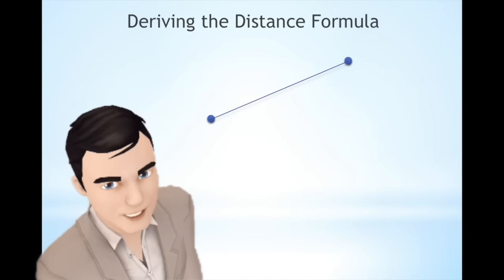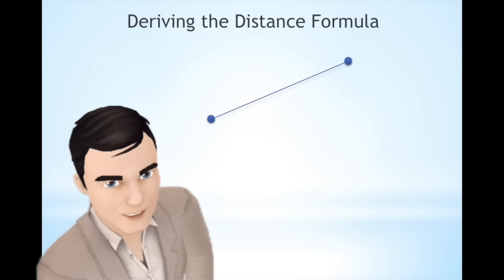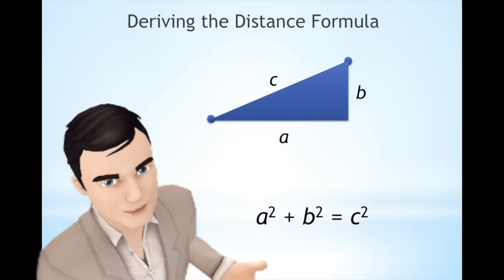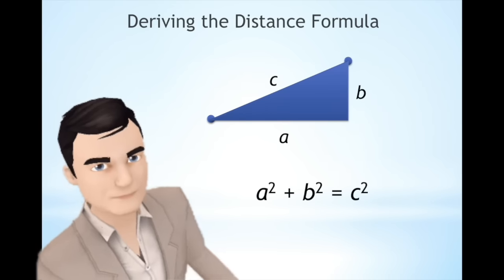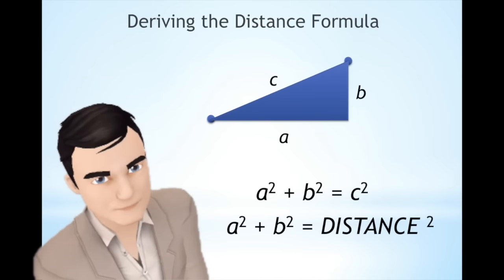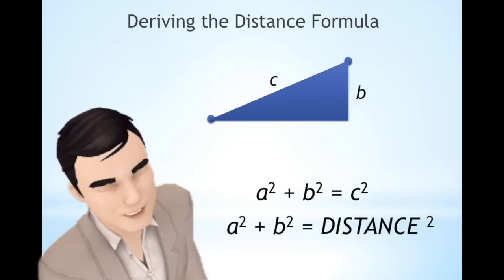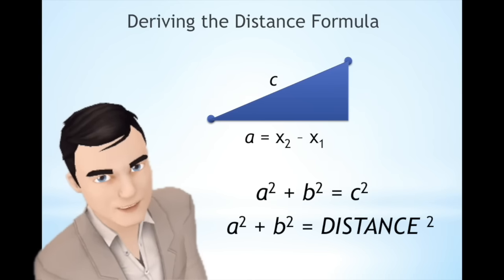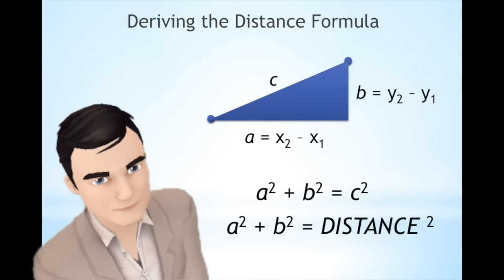Alright, let's take a look at what we've got so far. First, to find the distance between 2 points, we view it as a right triangle. We realize that the hypotenuse, C, will actually turn out to be the distance, and that A can be rewritten as x sub 2 minus x sub 1, and B can be rewritten as y sub 2 minus y sub 1.